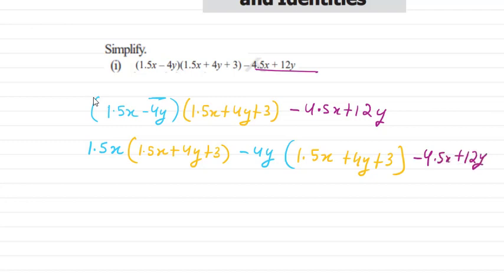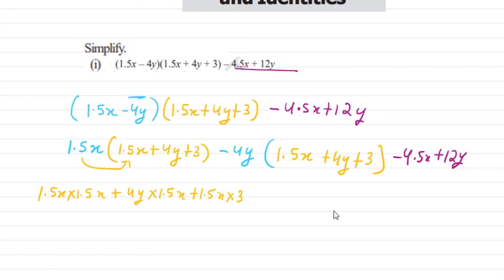And now we are just going to simplify that. So you can see here, this gets multiplied with this one, so 1.5x into 1.5x we will get here, then plus you'll get 4y into 1.5x, then plus 1.5x into 3. So everything will get multiplied with 1.5x. Now we have the next term. So here minus 4y will get multiplied with all the terms.